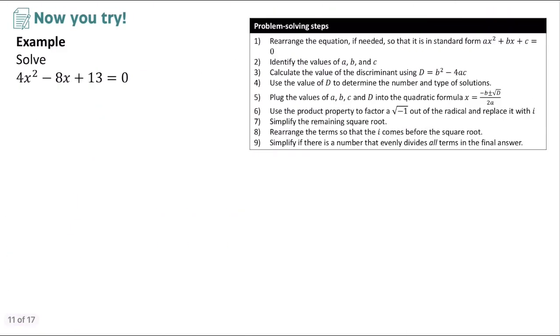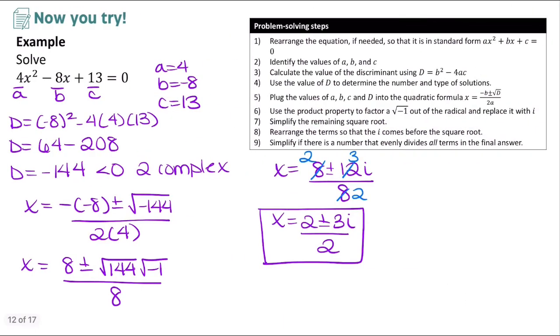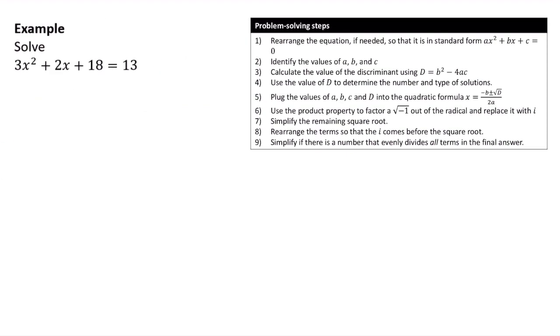So now you can go ahead and pause the video and try doing this example on your own. So this is already in standard form, so we can go ahead and label the values of a, b, and c. So then we can calculate the value of the discriminant, which is negative 144. Since that is less than 0, we know that we'll have two complex solutions. So when we plug into the quadratic formula, we have negative negative 8, which is positive 8, plus or minus the square root of negative 144. The square root of negative 144 is 12i, so we have 8 plus or minus 12i over 8. Then every term in this expression is divisible by 4, so that will turn into 2 plus or minus 3i over 2. So now let's try this example.